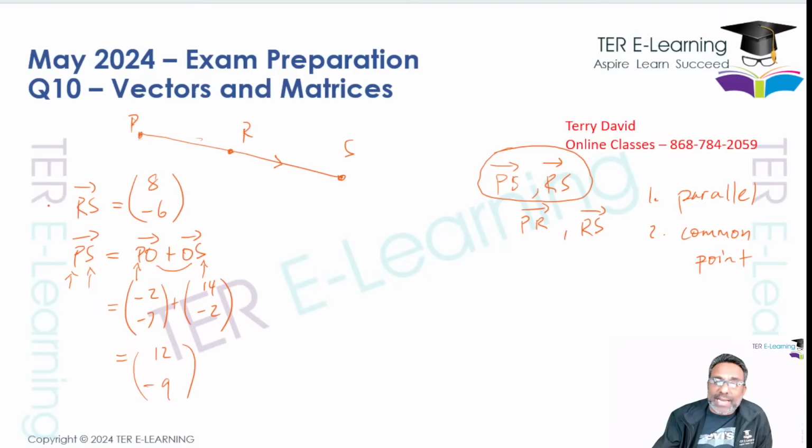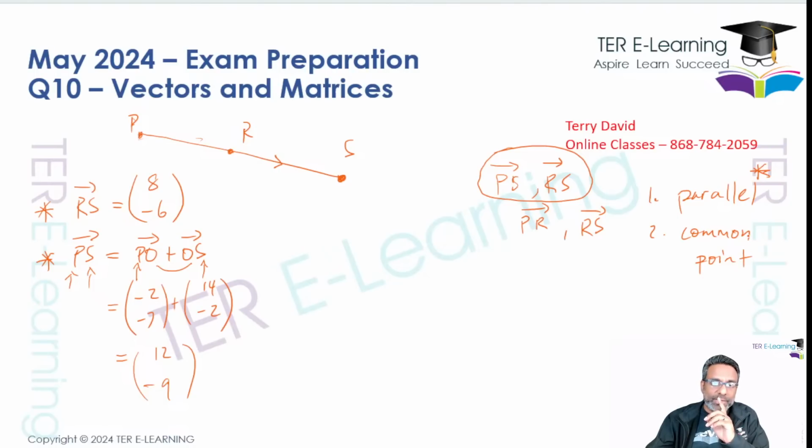Now the two vectors I have chosen are RS and PS. Clearly they have a common point. The common point in my case is going to be S, because each vector has an S in it. But if I want to show that vectors are parallel, I need to prove that one vector is a scalar multiple of the other vector.